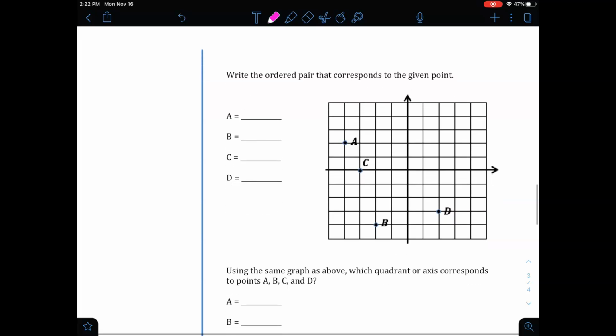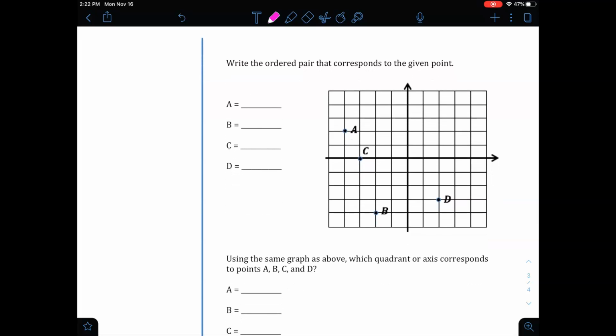All right, now we're going the opposite direction. See if you can do this. It says write the ordered pair that corresponds to the given point. See if you can write the coordinates for each of the points here. Go ahead and give that a try.